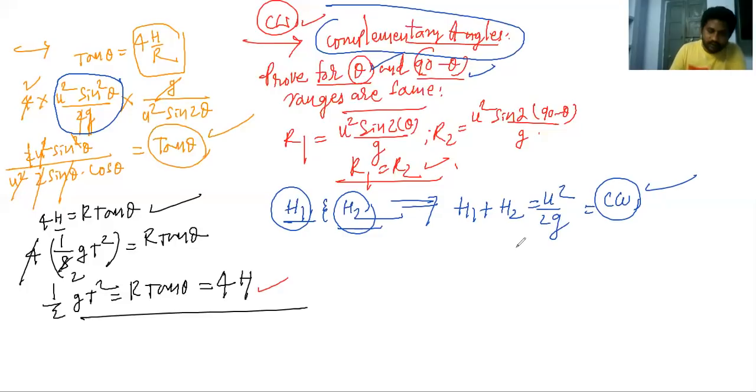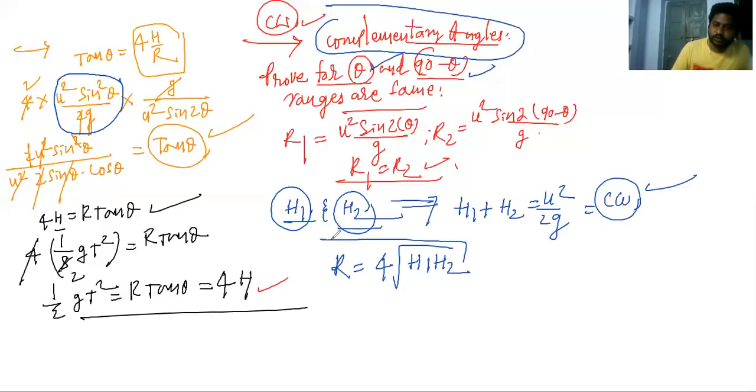Okay? Clear? Now, same. This is the class work. And prove this also: R is equal to 4 root h1 into h2. So prove this also. This is also a class work. And the same, R is equal to 1 by 2 into g into t1 t2. Prove this also as a class work.